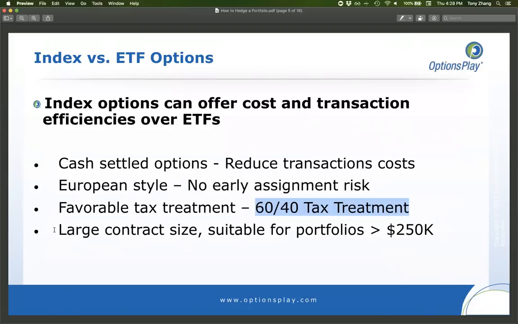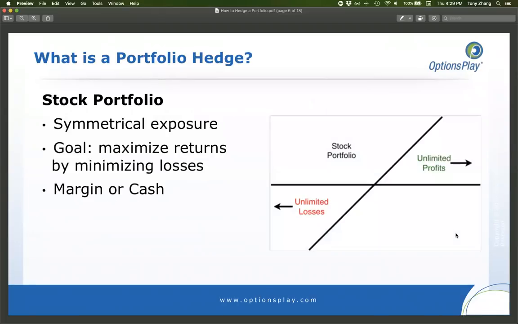However, index options, generally speaking, have very large contract sizes, and they're generally only suitable for portfolios greater than $250,000. If you have a portfolio greater than $250,000, index options provide you with these benefits, and you can trade index options by trading a couple of contracts, versus if you're trading ETFs, you might have to trade a few hundred contracts to get to your portfolio hedge. So depending on your portfolio size, that's typically what drives the difference between trading index options versus ETF options to hedge your portfolio.